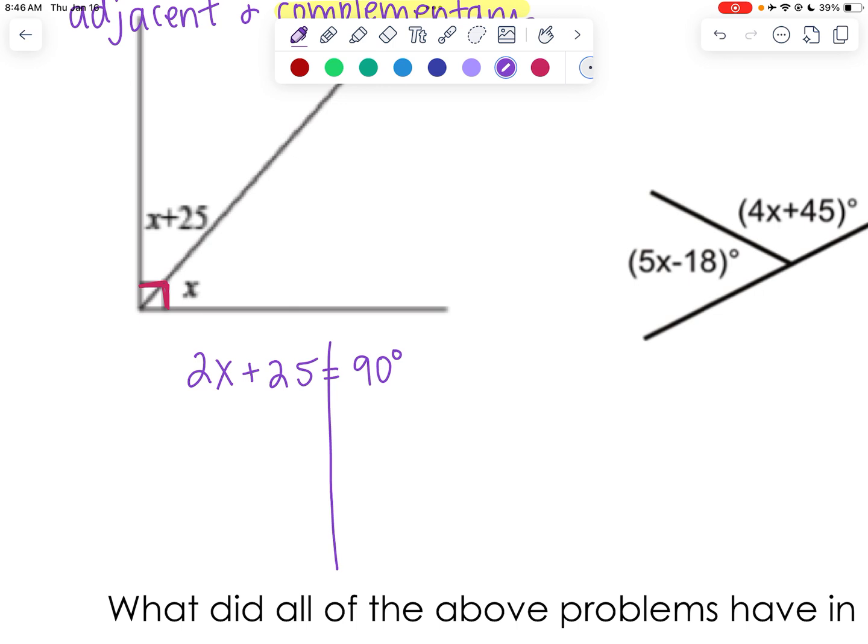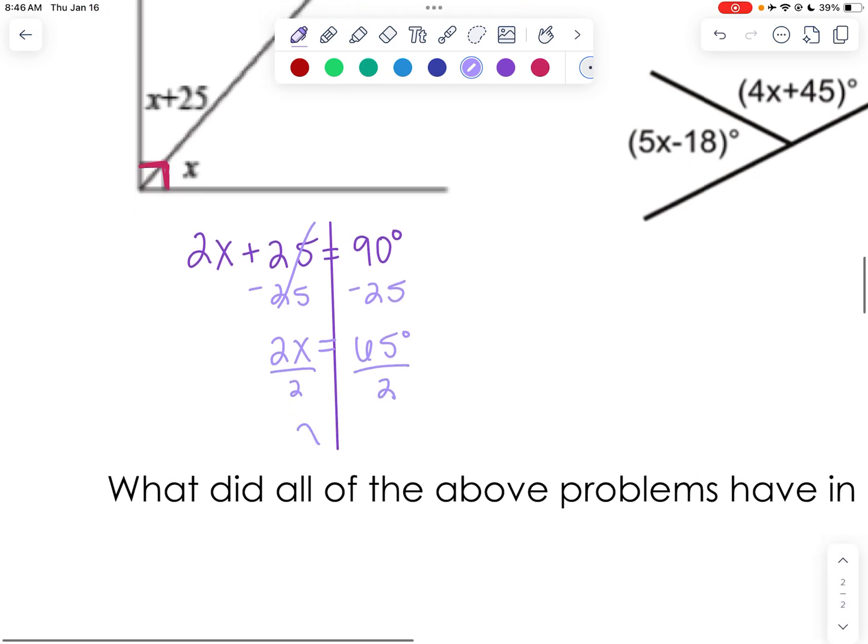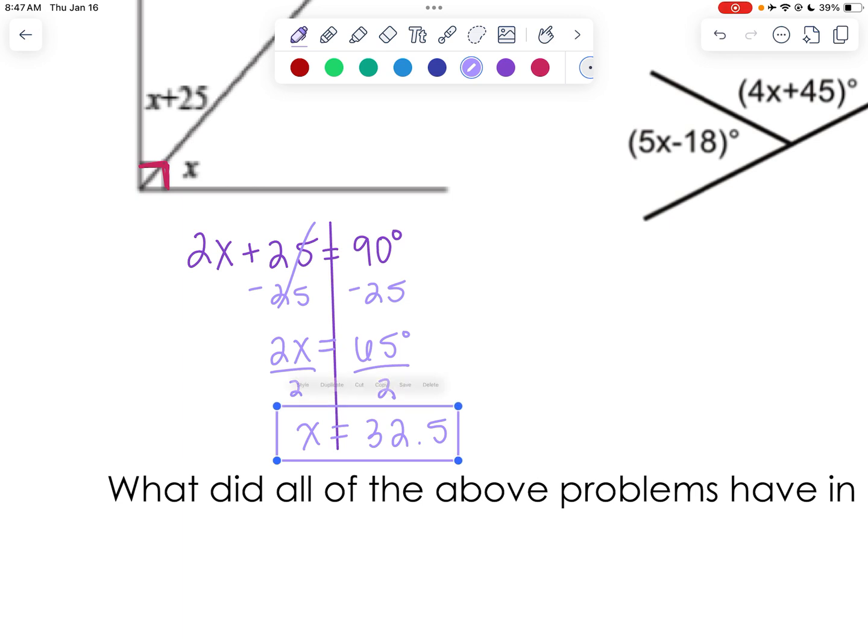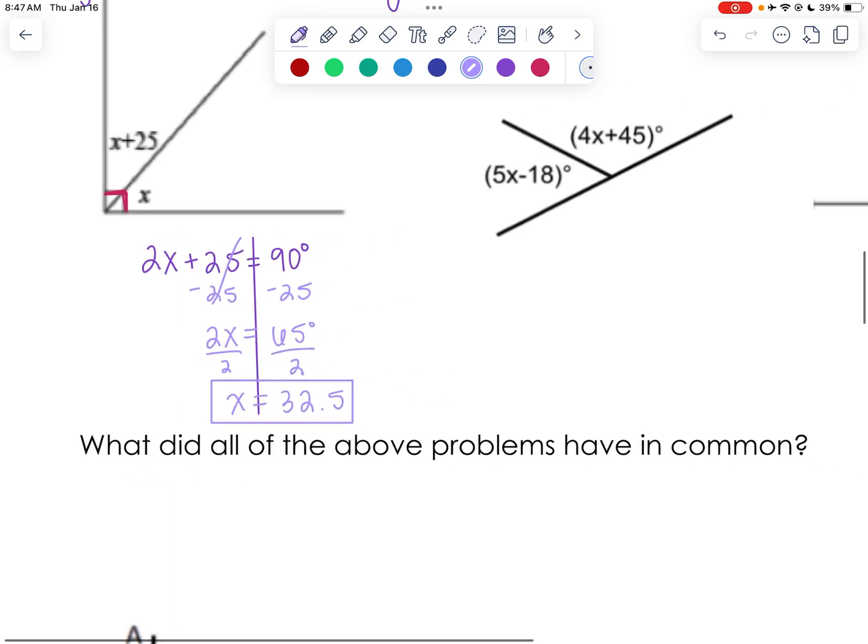And then I'm going to set up my fence. I don't have variables on both sides to worry about, so from here I'm going to solve. So I'm going to subtract 25 on each side. So 2x would equal 65. And then I'm going to divide both sides by 2, and if you need a calculator, that's totally fine. X would equal 32.5. That's it. So once you recognize what they are, that's going to tell you how to solve.